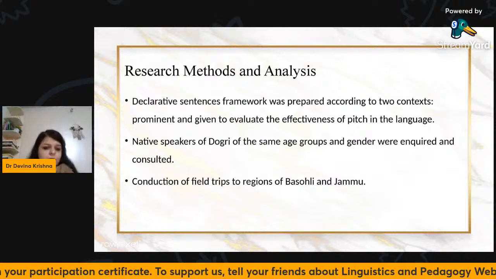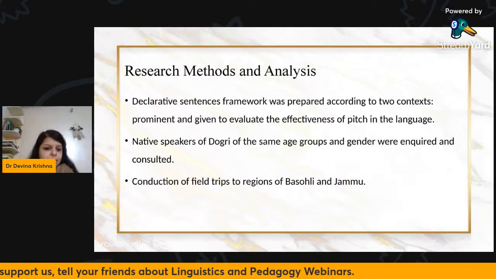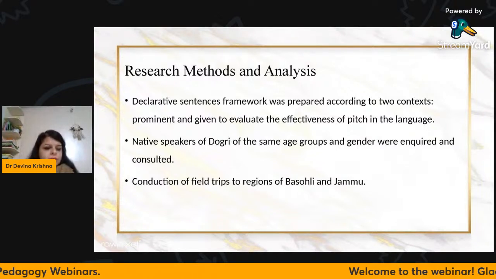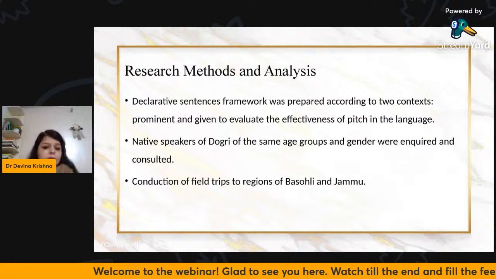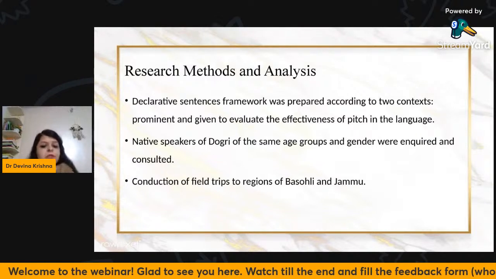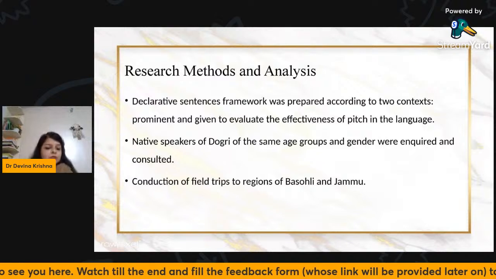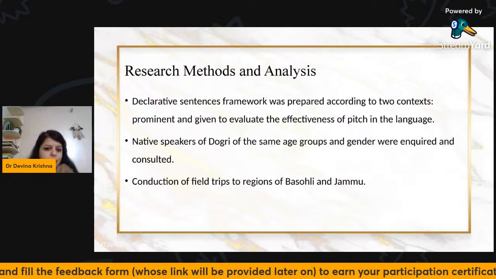The age groups were the same and the gender was the same, just to maintain some homogeneity in the data. And they were consulted. In order to make this happen, I conducted field trips to regions of Basoli, which is one of the regions near Jammu, and that has a lot of Dogri speakers. And I even visited some areas of Jammu also.